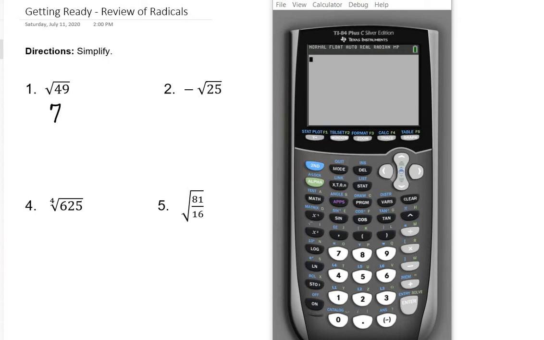Okay, with the second problem here, you can see I have a negative out front of my radical sign, and you're going to have to type in this negative first. So it's down here at the bottom, right by the decimal. So I have negative, and then the square root symbol, 25. And again, I can move my cursor out from under the radical sign, press enter, and I get -5 for my answer.